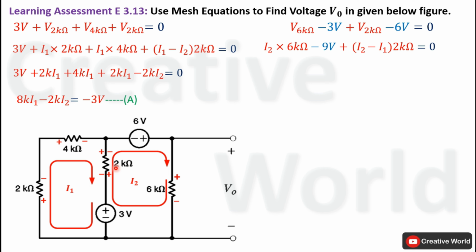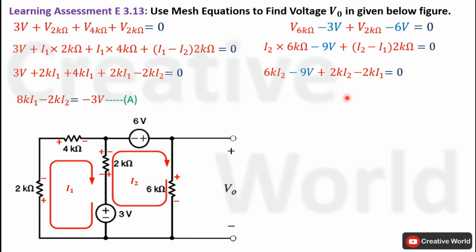Now open these brackets, take the product of 2 kilo ohm with variables inside the bracket. The equation will become 6k I2 minus 9 volt plus 2k I2 minus 2k I1. Add values including same variables together. Place this constant value on the other hand side of equal and arrange the equation. The equation will become minus 2k I1 plus 8k I2 equal to 9 volt. And label this equation as equation B. It is the second mesh equation of this network.